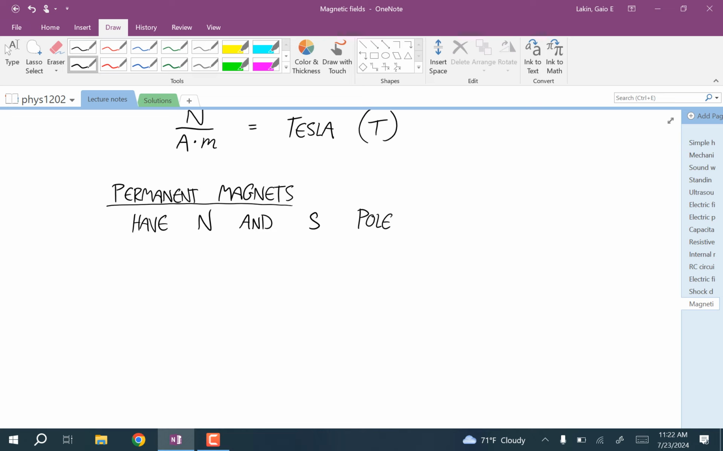And the north pole of the Earth is actually a south pole magnetically, and the south pole of the Earth is actually a north pole magnetically. Okay, but people have been using this nomenclature long enough that we're not going to change it. Just remember that, the Earth's north pole is really a magnetic south pole. So a fixed bar magnet looks something like this. You have a north on one end and a south on the other end.